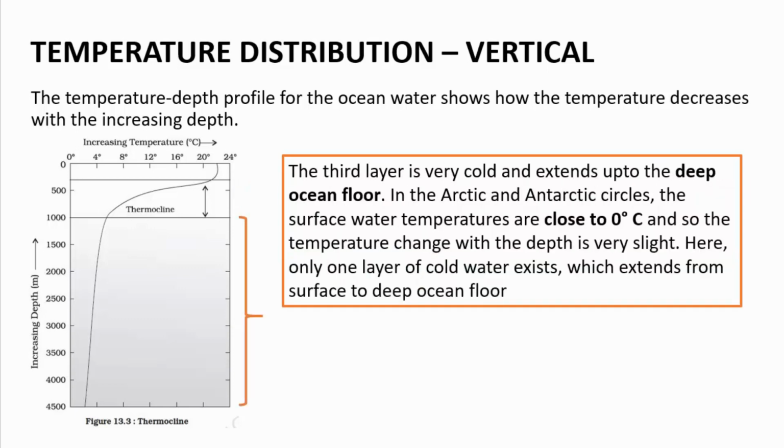Now, the third layer is very cold and extends up to the deep ocean floors. Especially in the Arctic and the Antarctic circles, the surface water temperatures are already close to 0 degrees Celsius, and so the temperature change with depth is very slight. Here, only one layer of cold water exists, which extends from the surface to the deep ocean floors. Okay, now we are done with the temperature distribution, both horizontal and vertical.